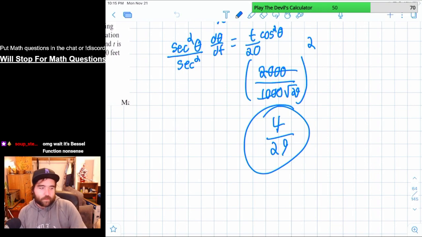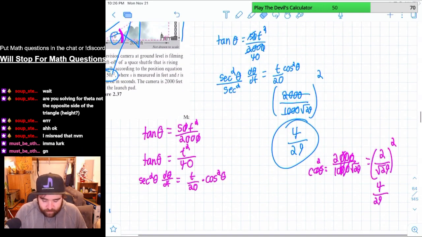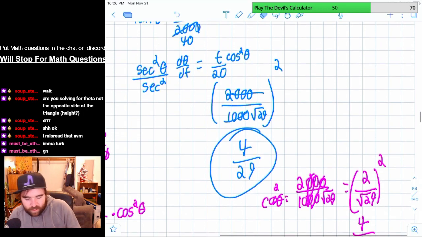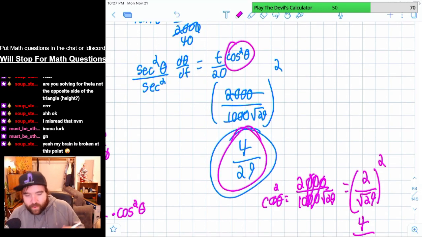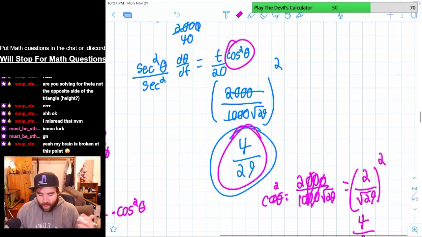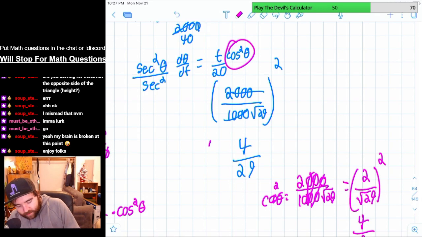Oh, my pencil died too. Oh no. What's happening? Alright, I figured out what was wrong. I had to redo the problem to figure out what was wrong, but the problem was I wasn't done with the problem. What I found was cosine squared, and the t over 20 is still there.